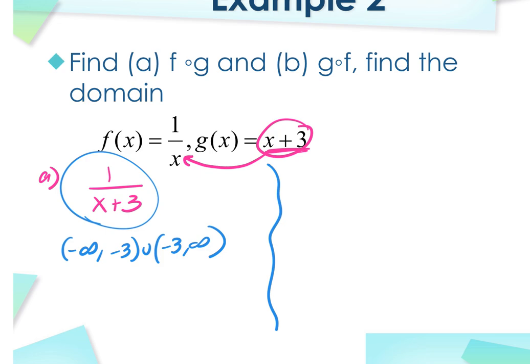Then I go to B. F is getting plugged into g now. So f gets plugged into g. So it becomes 1 over x plus 3.